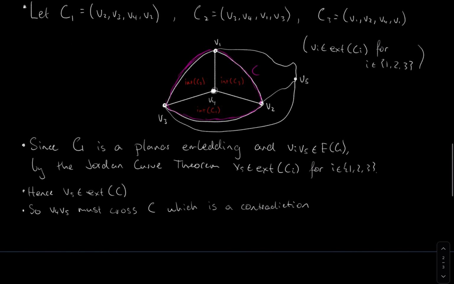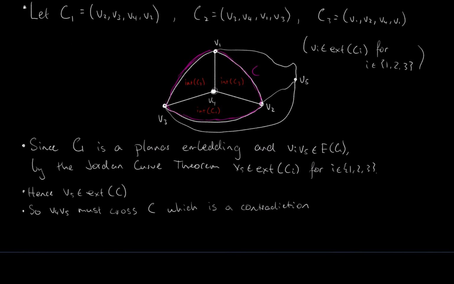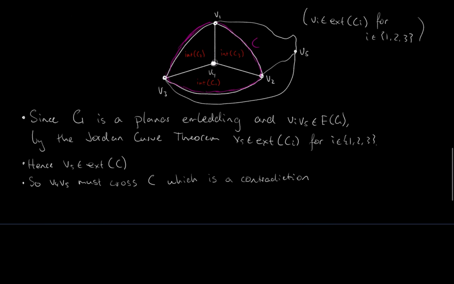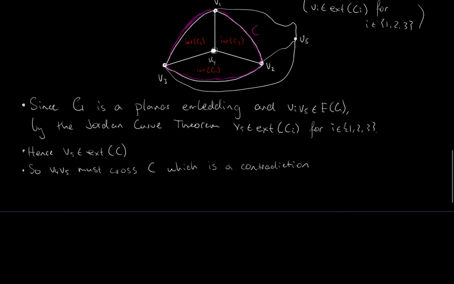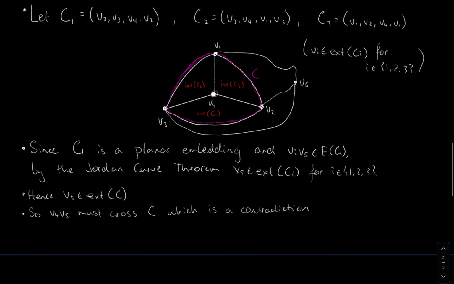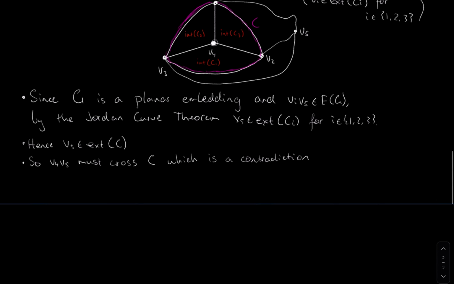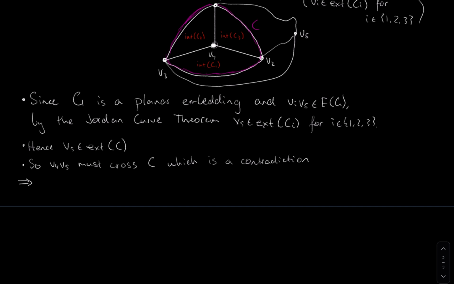So yeah, to construct K5, we just had to make that additional edge. We couldn't make that. Based off the way I've proved this, I've shown that K5 is not planar.